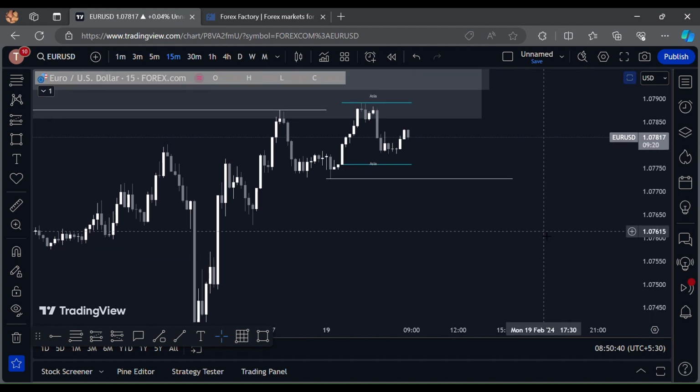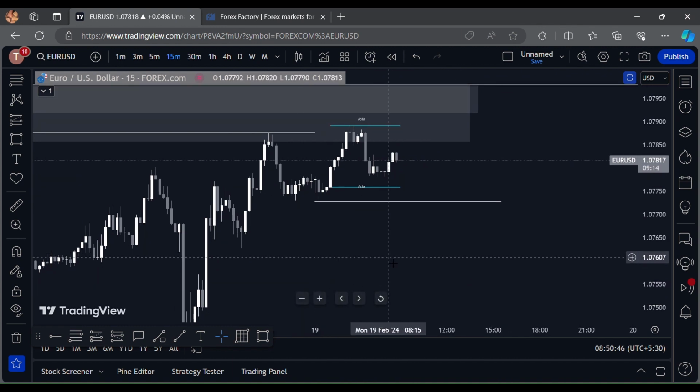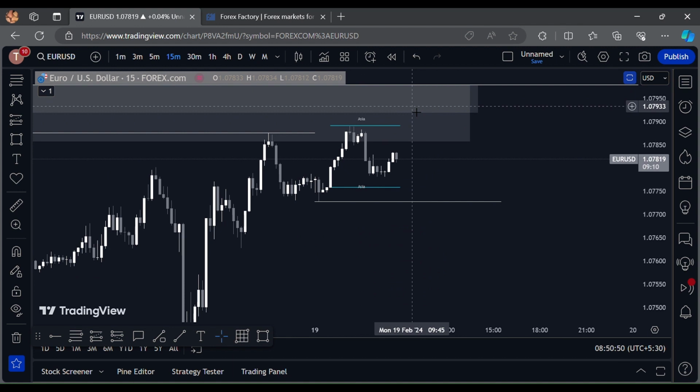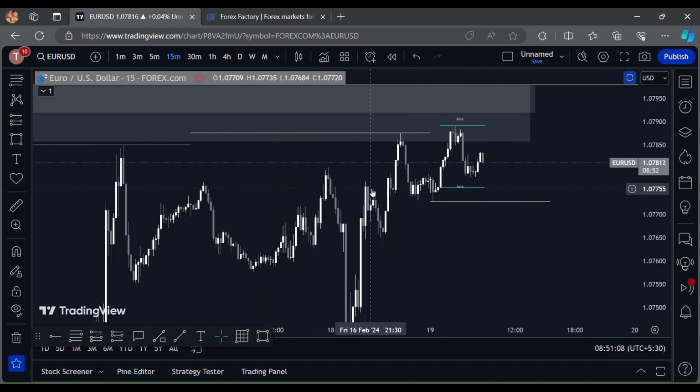So this is the 15-minute chart and I'm anticipating the price to move into the higher direction and then move into the downward direction. This will give the price a reasonable area of reaction, and that too, the price will be sweeping the high of the previous liquidity taken leg.